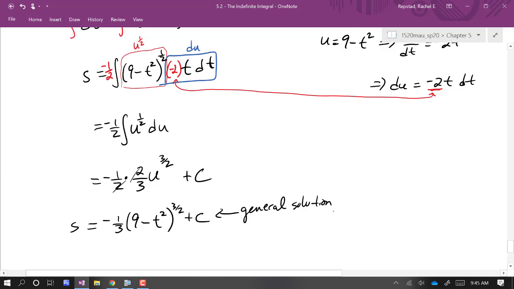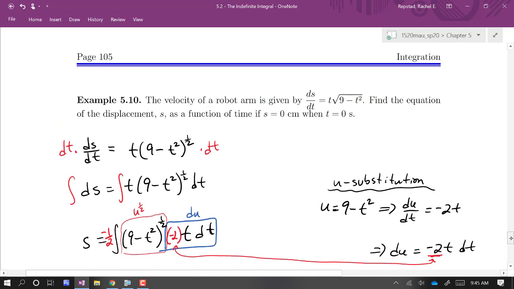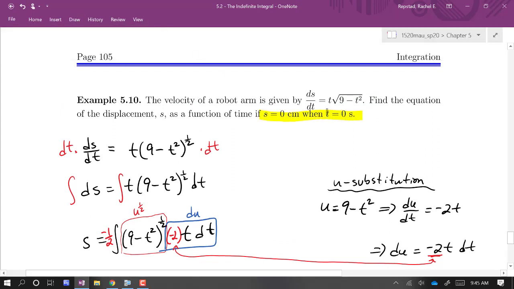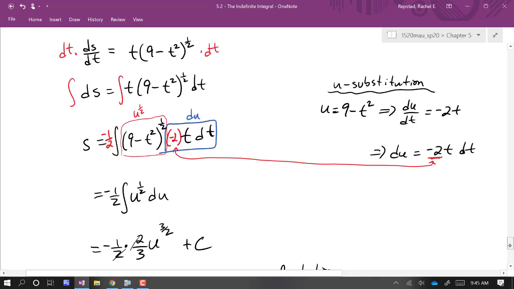Now let's go back up and see the rest of this problem. It says, find the equation of the displacement as a function of time if s is equal to 0 when t is equal to 0. So there's that added information. That was like when they told us the coordinates of a point that it passes through in the last one. Here I know a matched pair of values. I know the displacement at a given time. So I'm going to use that to find the constant of integration.